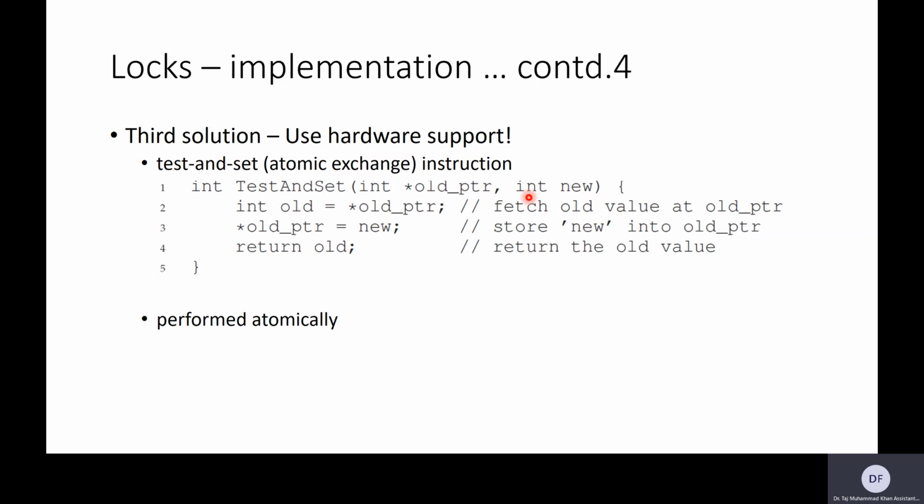Okay. So I hope the functionality is clear. It takes a pointer and a value. It writes the value to the location pointed to by the pointer, but before writing it, it will store the old value and return the old value to us. Okay. So let's see how we can use this test and set instruction to implement lock.